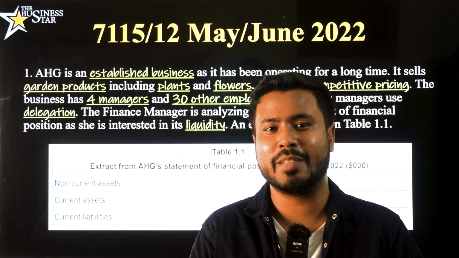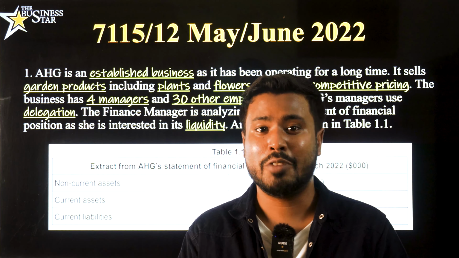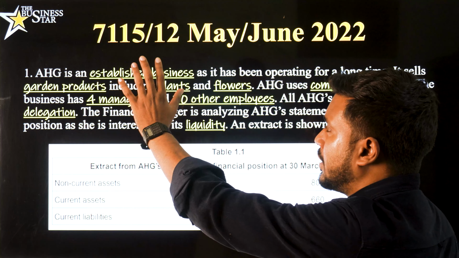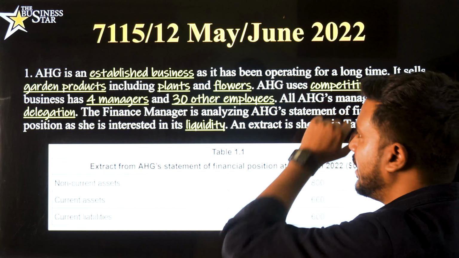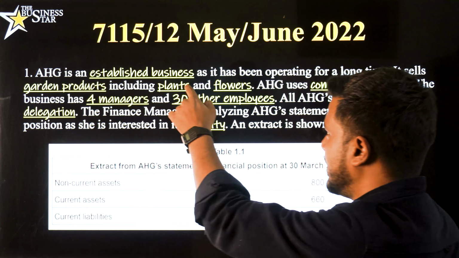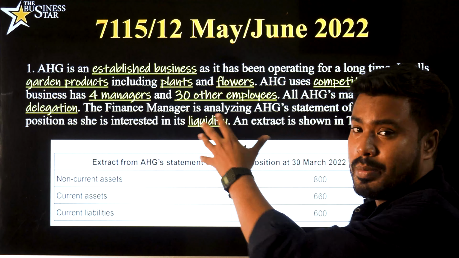Since we're done with the question paper solving techniques, which were knowledge, analysis, application, and evaluation, now we can start the question paper. So let's start with the first question paper. The code is 7115, variant 12, May, June 2022. Okay, so the first question is on your screen, which is: AHG is an established business as it has been operating for a long time. Here, let's talk about the applications.